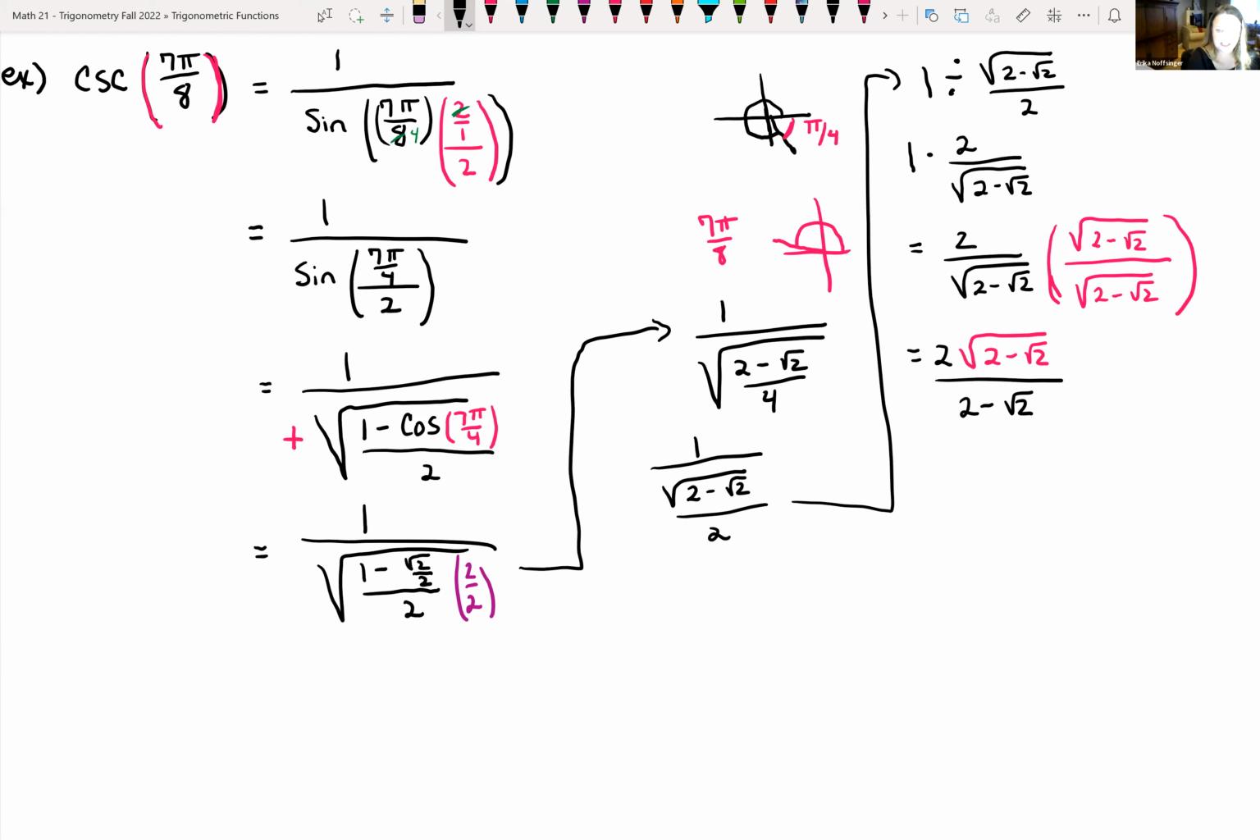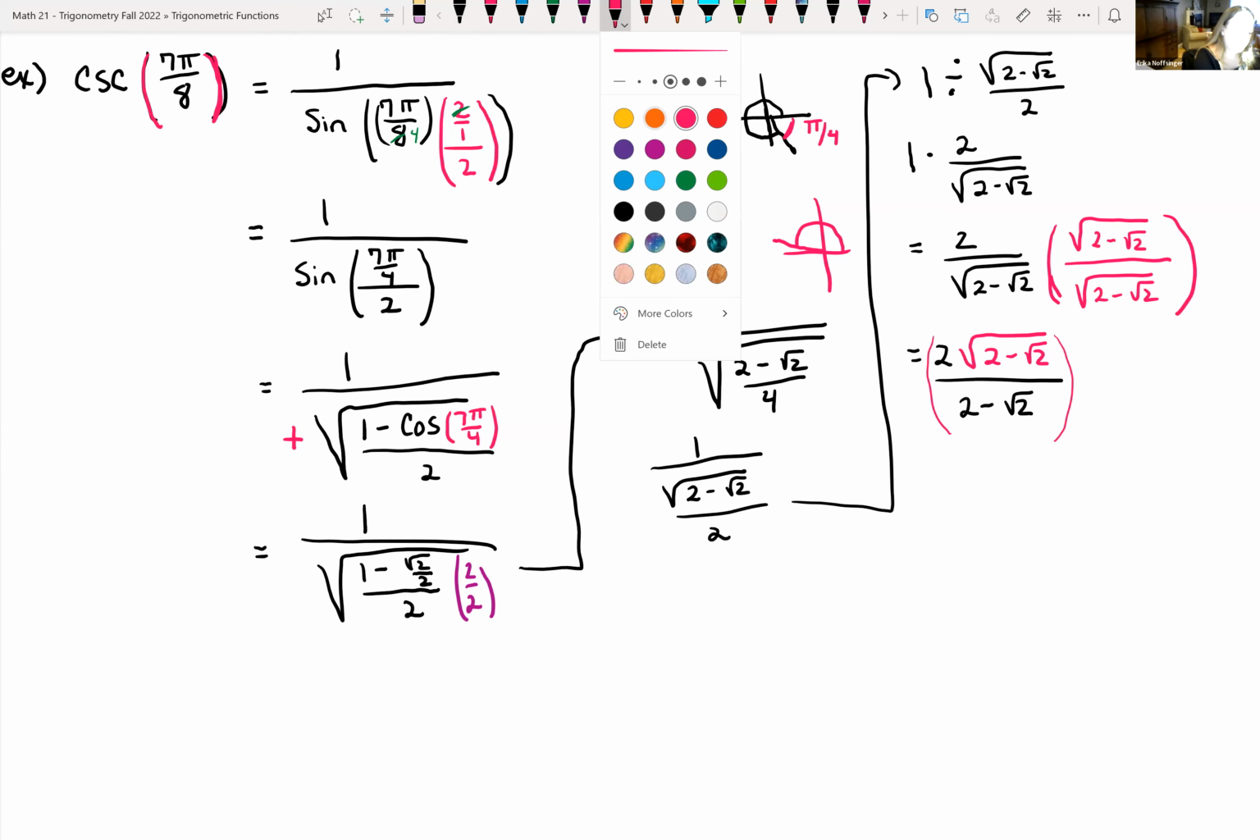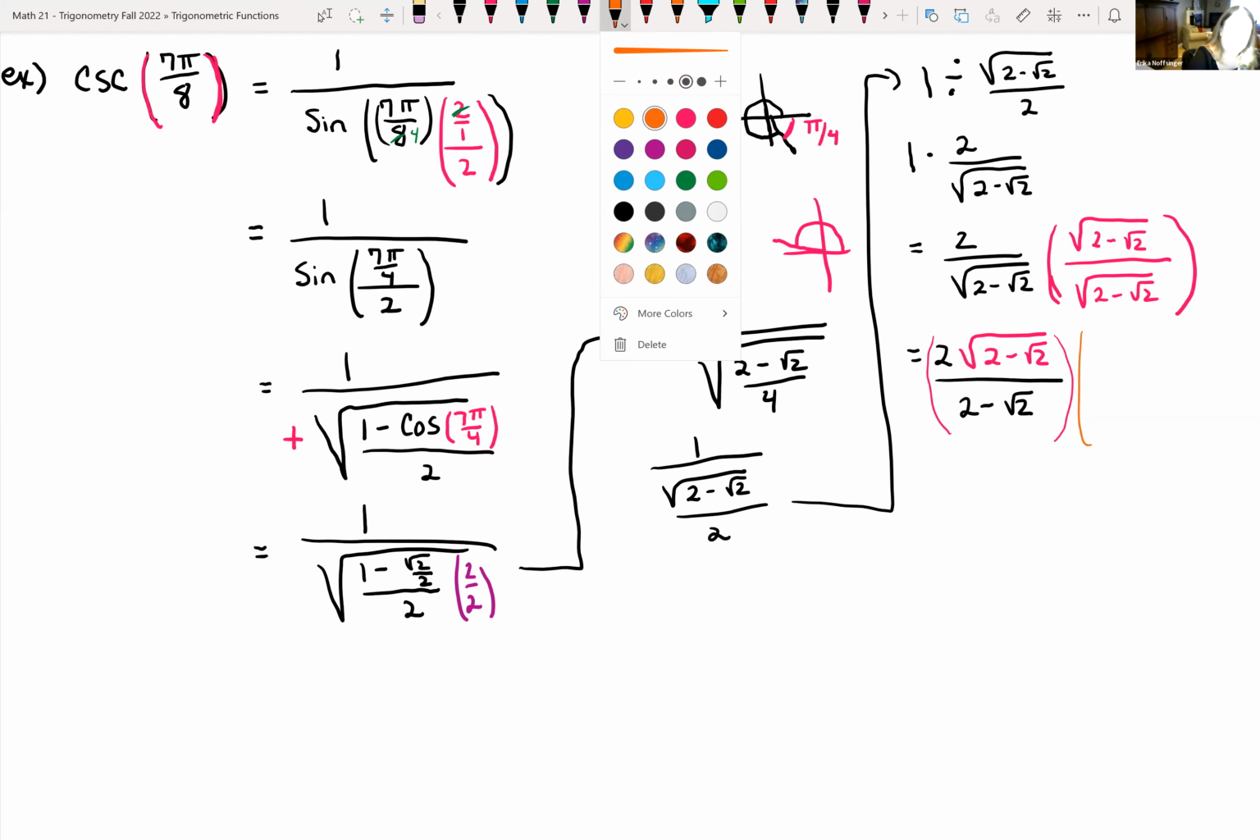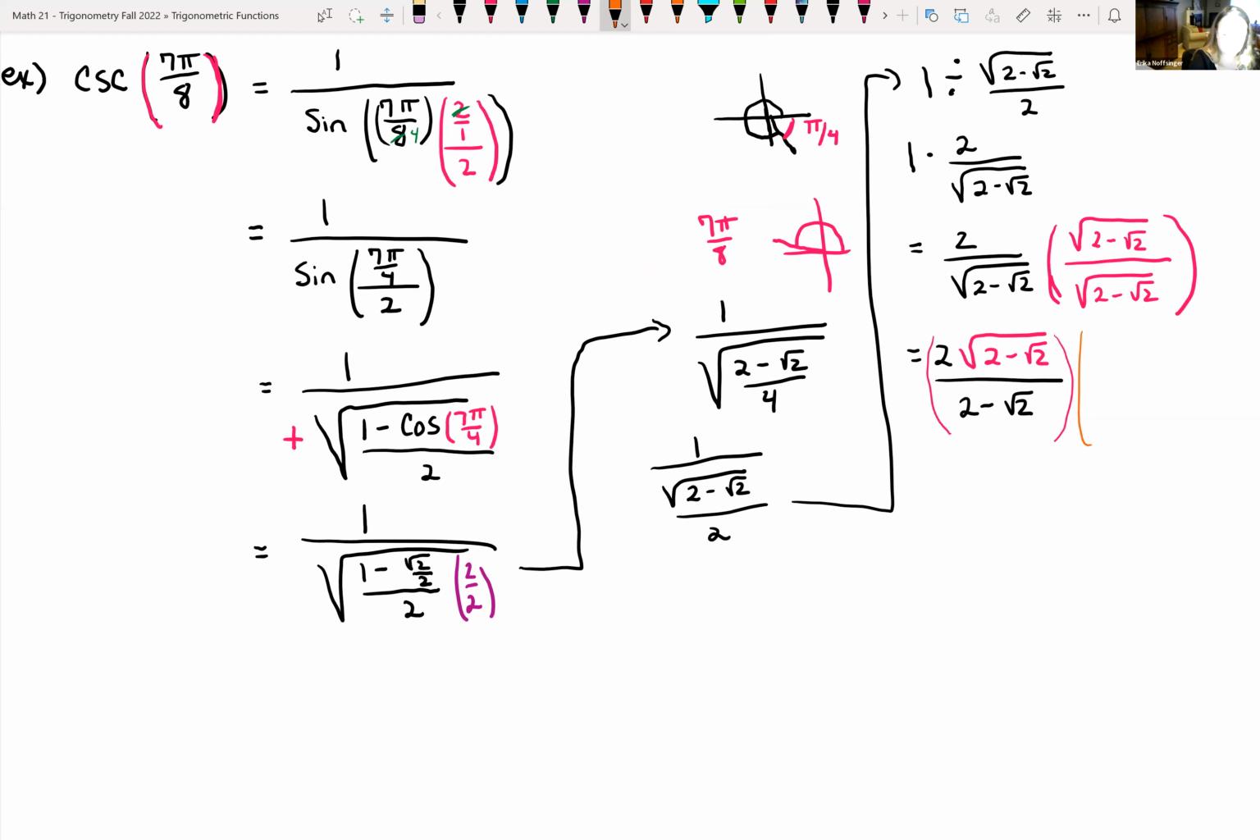So unfortunately, this still has a radical in the denominator, and so we need to continue to rationalize the denominator. Because there's more than one term, we're going to multiply by the conjugate of that denominator. The conjugate is changing the sign in between those two terms. So instead of 2 minus root 2, we're going to do 2 plus root 2, all over 2 plus root 2.